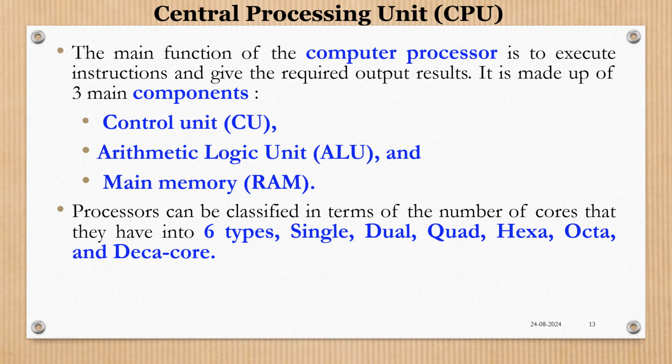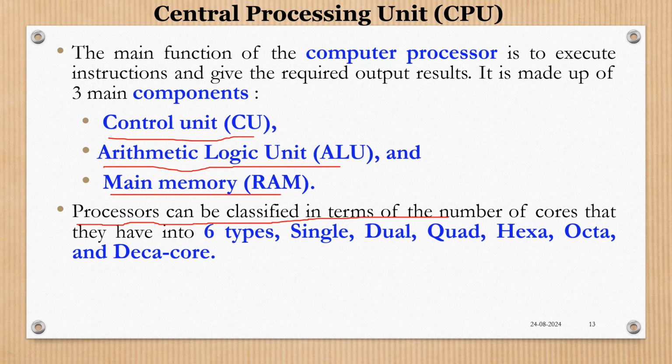Next is the central processing unit. The central processing unit has three subcomponents, which are the control unit, arithmetic and logic unit, and the main memory. So all these components we will discuss one by one, and for the processor, we use different terms on which the processor works.